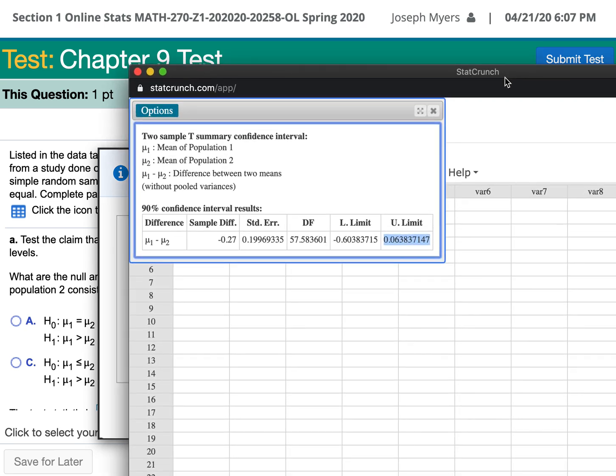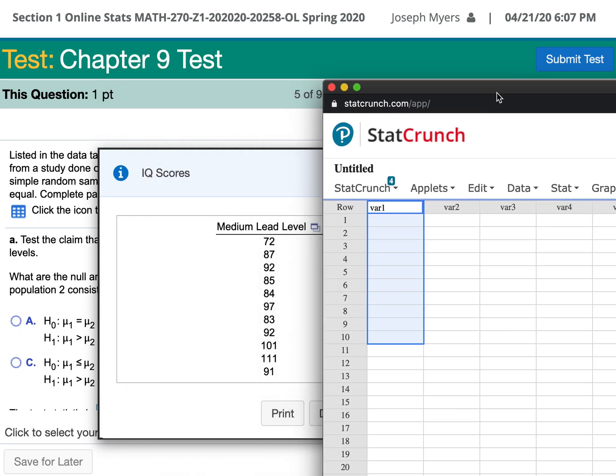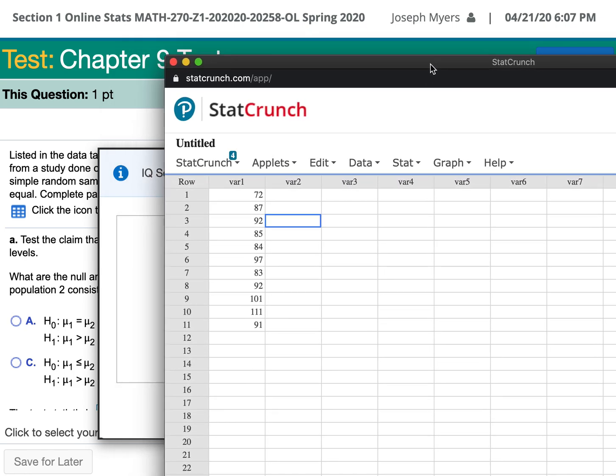Then go over here to StatCrunch and close that. And then what you do is you click on the name of variable 1 and then do Command V or Control V to paste it. Whoops, actually I forgot. Hold on. You go down below there, actually, Command V. So paste that underneath the label variable 1. You don't want to paste it on top of variable 1 because there's no header that's on those numbers. There usually is a header, but this time there wasn't.